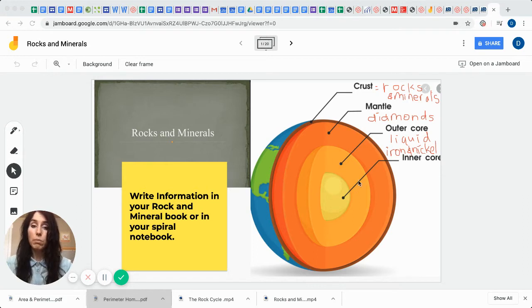So hopefully that helps with your understanding of what our Earth looks like inside and out, and where our rocks and minerals are formed. Most of them, like I said, are going to form right near the crust of our Earth. Okay.